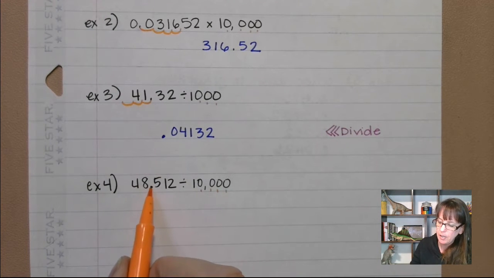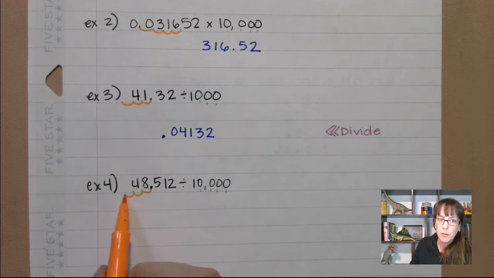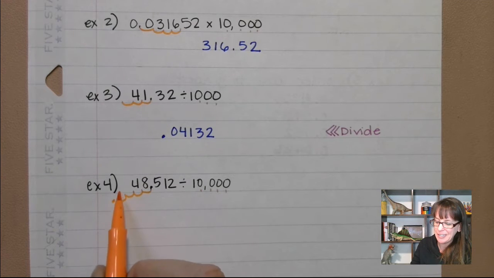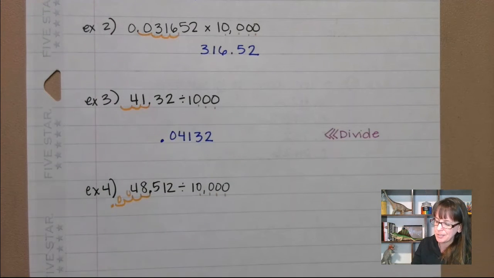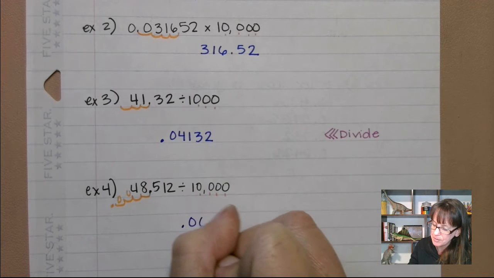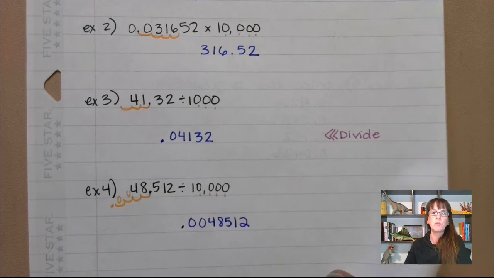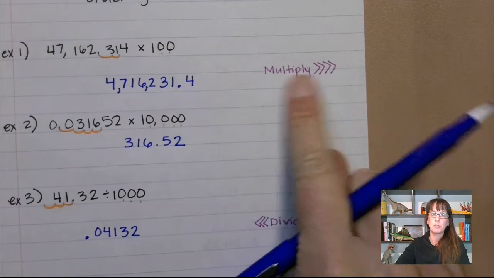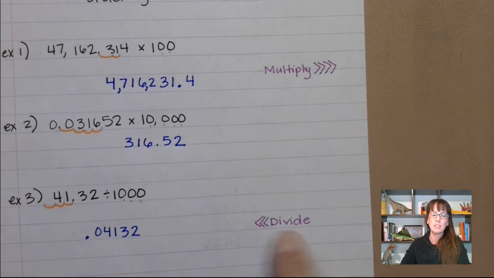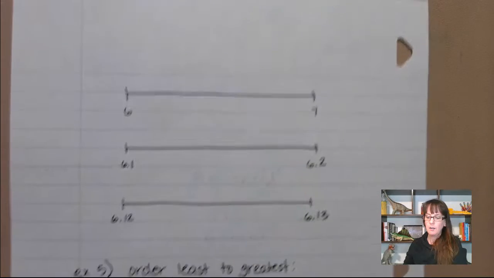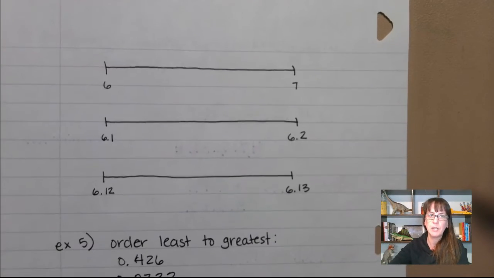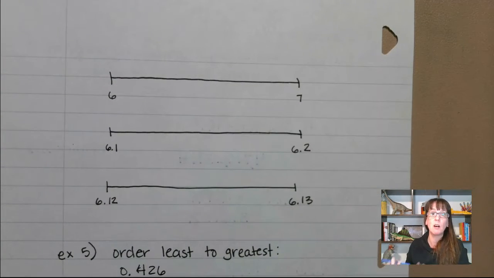Okay, so for this one, we have 4 spots. We're going to move 1, 2, 3, 4. This time we're going to have to create 2 extra zeros. So it's going to be 0.0048512. So the notes for your notebook: make sure multiply goes to the right, divide goes to the left.